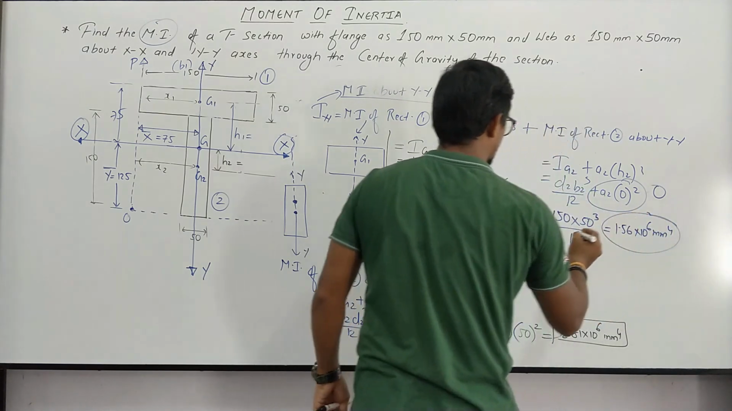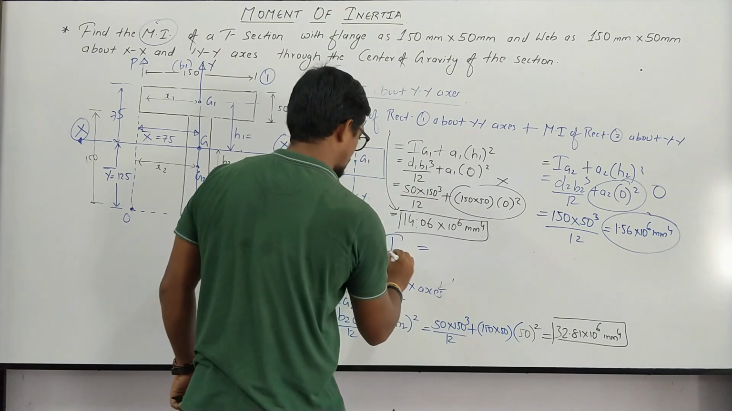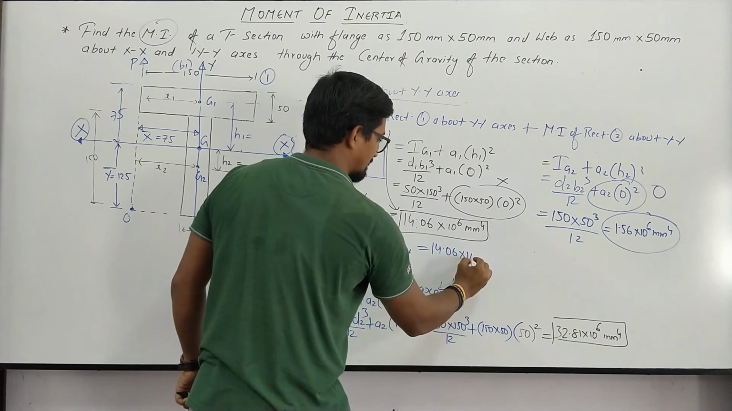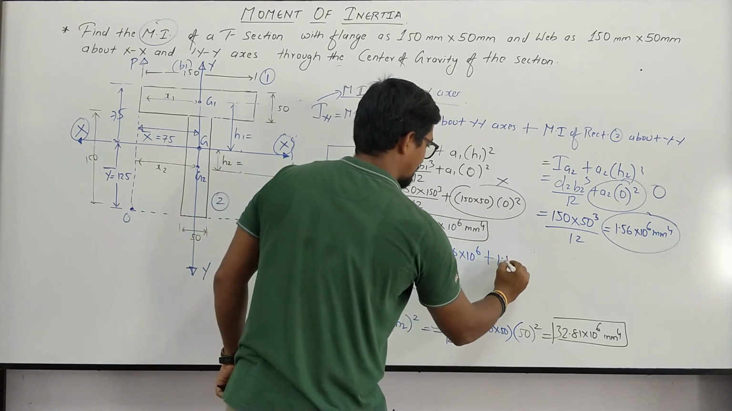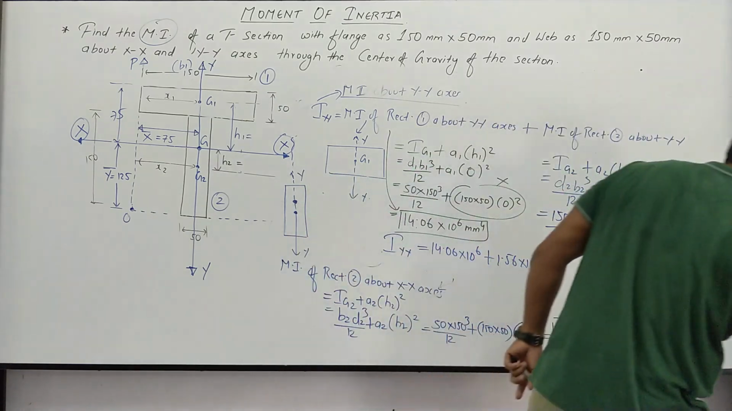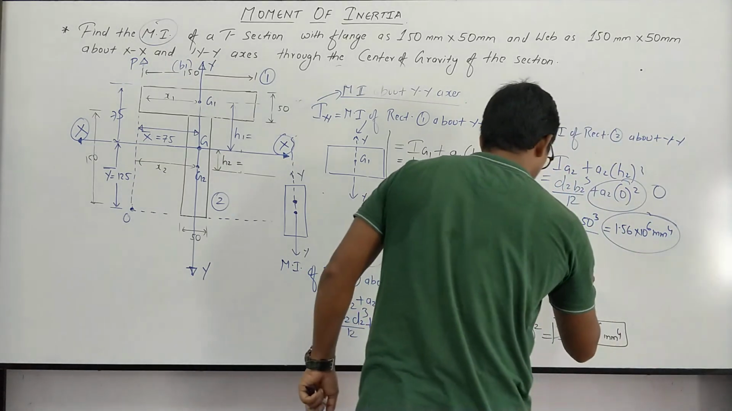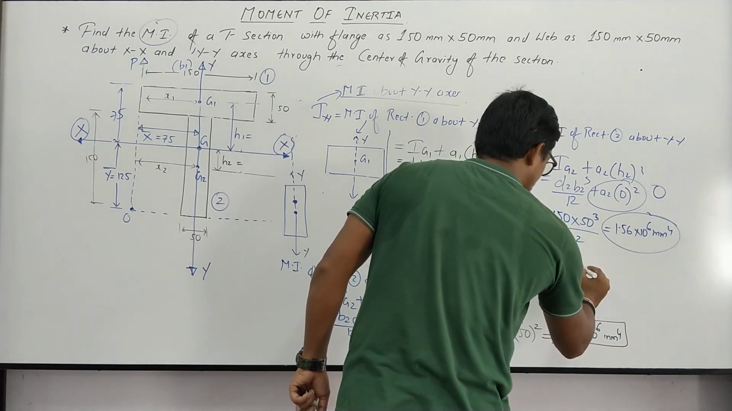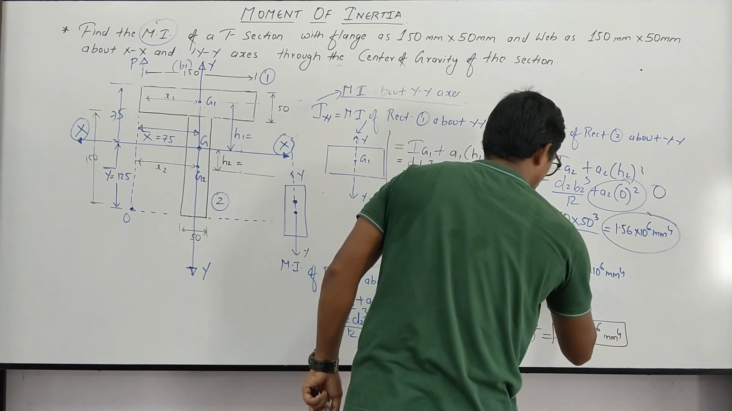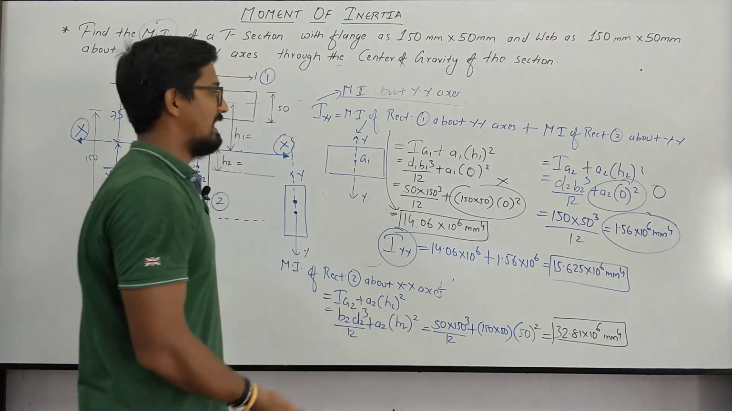So Iyy is equal to 14.06 into 10 raised to 6 plus 1.56 into 10 raised to 6, correct. And the final answer is 15.625 into 10 raised to 6 mm raised to 4. So we got our Iyy and Ixx.